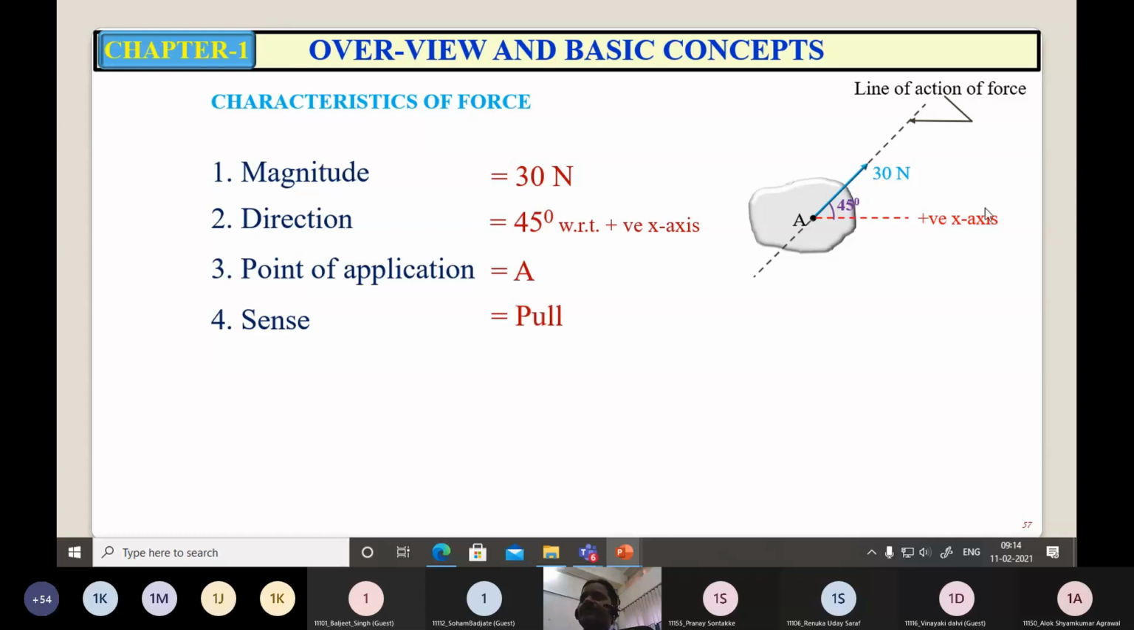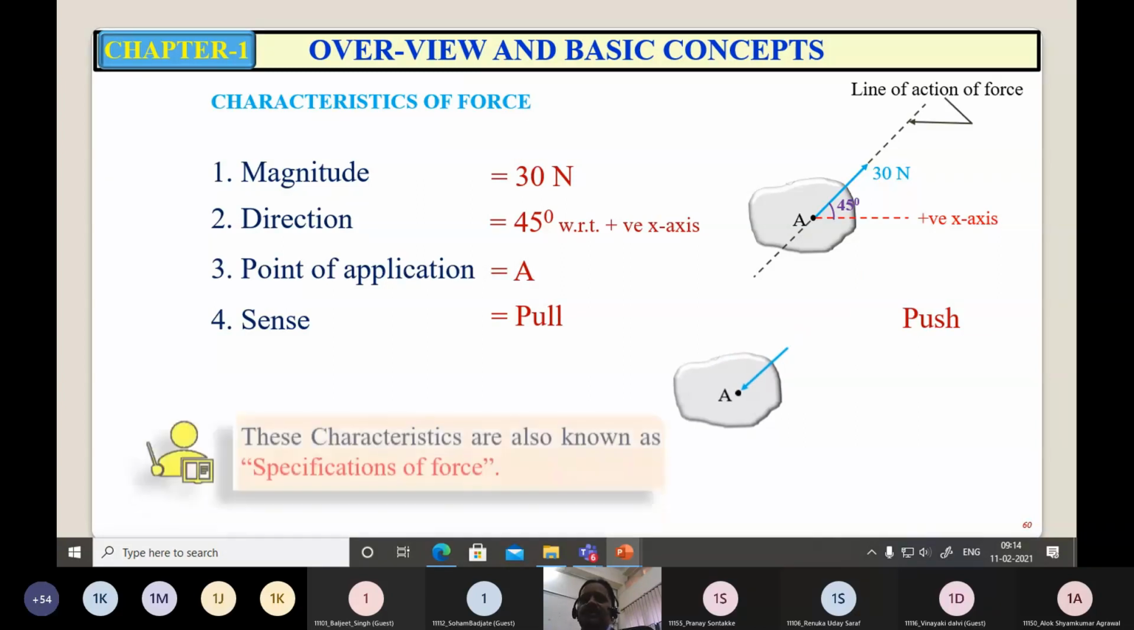Then sense. So here, see the arrowhead of the force. It is acting away from point A. So the sense of the force, here it is pull. Means this force is trying to pull the body in the direction of line of action of the force. Right? It is pulling the body. So that is the sense of force. Now, if the arrowhead is acting towards the point A, it is pushing the body. So here the sense of the force is push. So the direction of arrowhead will define the sense of the force.